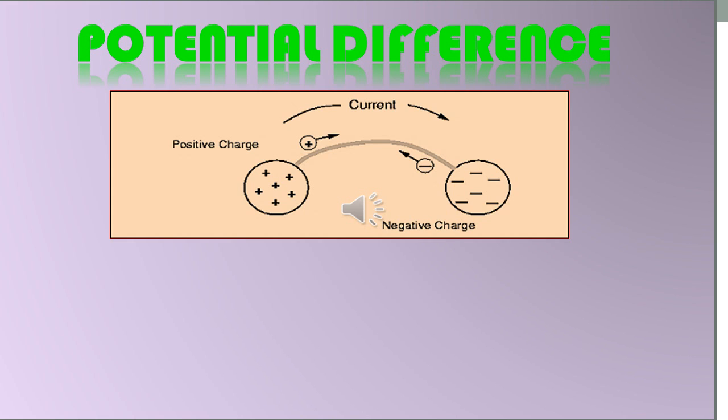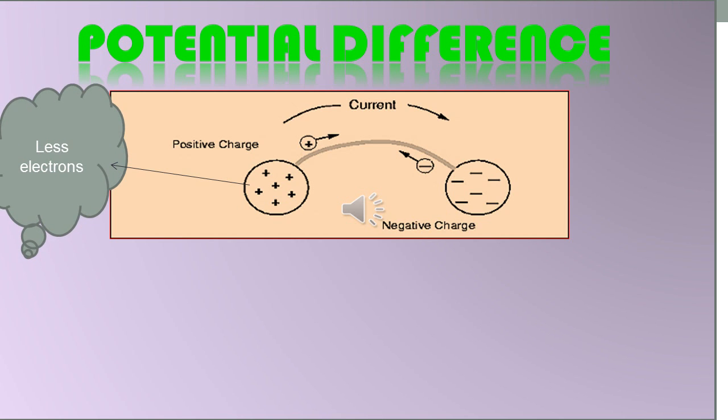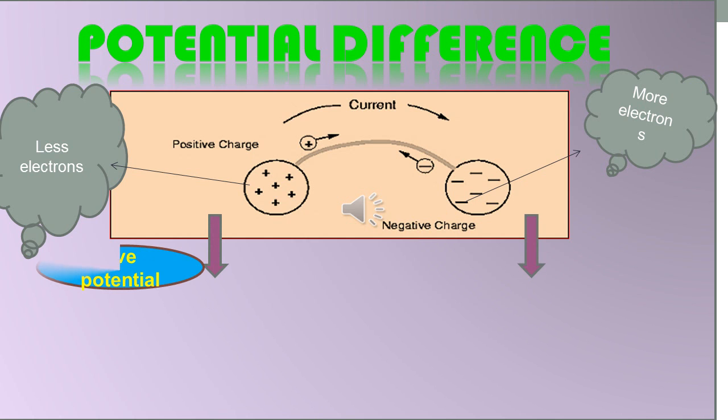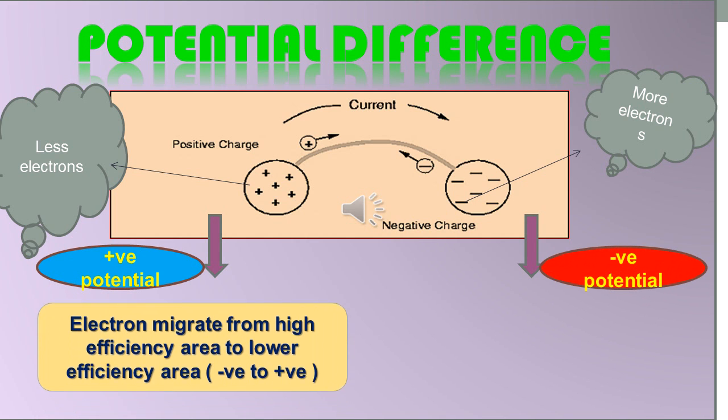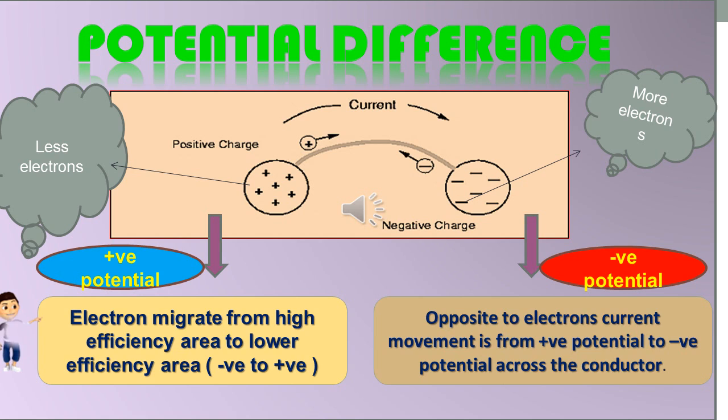Positive potential means where loss of electrons occurs at that place; that creates a positive potential. If we have fewer electrons at one place, that place gives rise to positive potential. Negative potential: when there is an excess of electrons at one place, that creates a negative potential. So the electrons will start moving from the negative potential to the positive potential. And opposite to the flow of electrons, current is said to move from the positive potential to the negative potential.